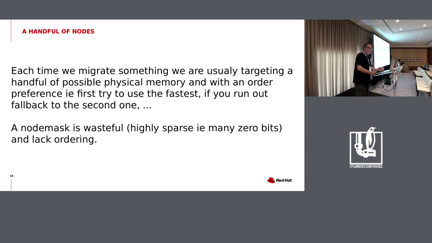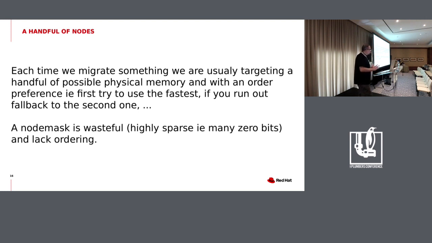And so what you really want is an ordered list of preferences for where to move your memory. You say, for this virtual address, I would like to first use the fastest memory for the GPU. And you know that the second fastest memory is going to be that one. So you say, try this one first. If you run out of the first one, try this second physical memory. And if you run out of the second one, try the third one. You have this kind of fallback list where you say, first try to use the fastest one, then the second fastest, and so on and so forth.